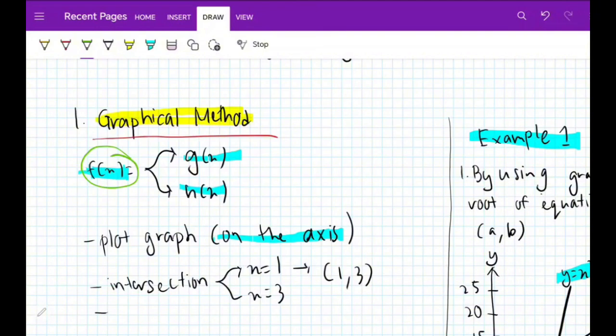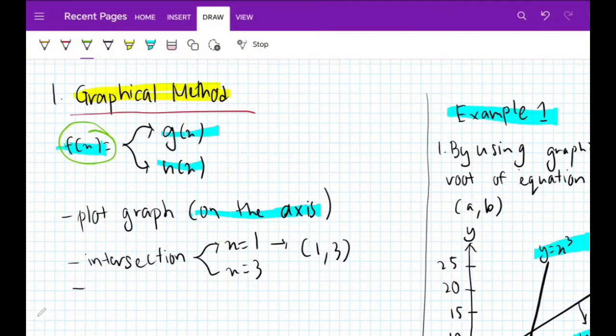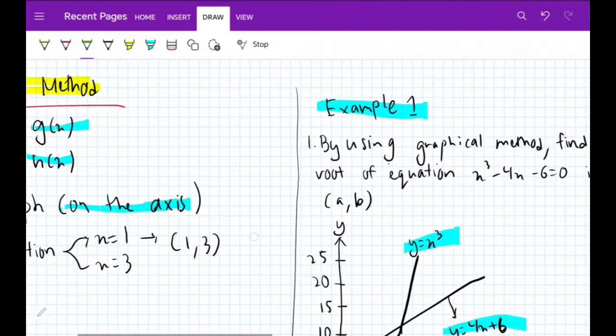First find the intersections, determine how many intersections there are, and then see which x coordinates the intersections are located between. The x coordinates determine the interval of the roots of our main function. That's just some briefing about the graphical method. For further understanding, let's look at one example.